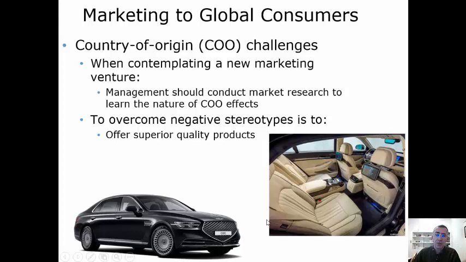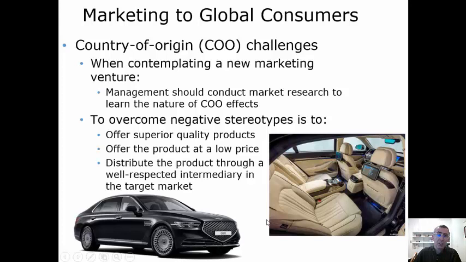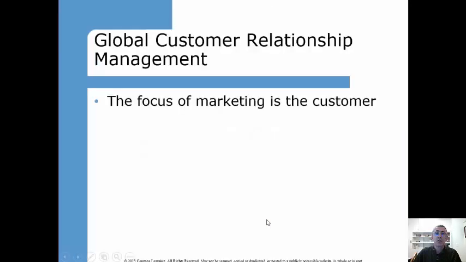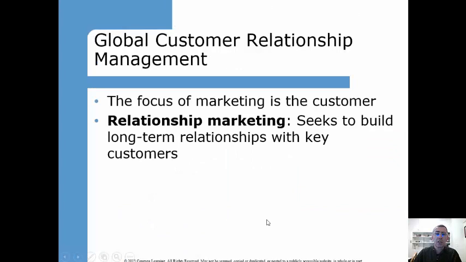And again, I use the example of Hyundai because what they've done in terms of reliability and quality over the years, and their product offering, is unbelievable. Offering the product at a low price is another way to do it. Distribute the product through a well-respected intermediary. If you have a respected third-party middleman, it could be a store, an outlet, etc., that people go to, that might work.